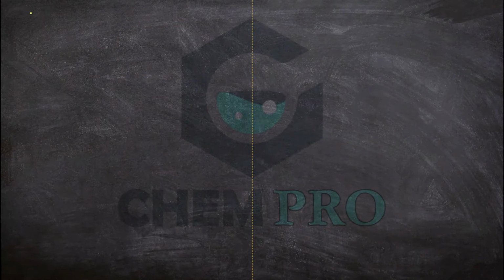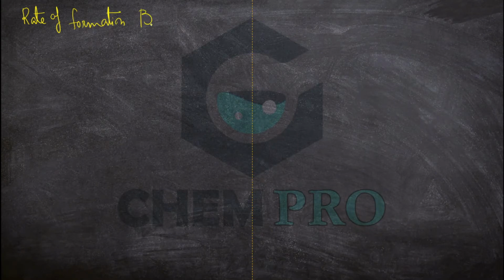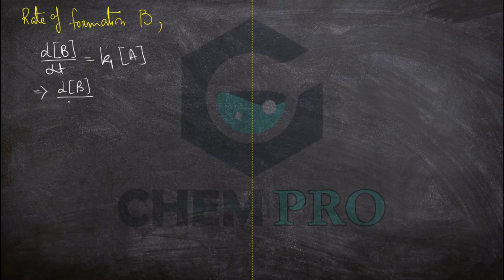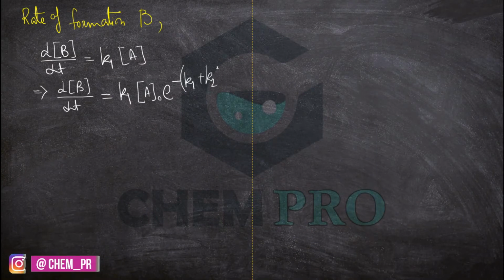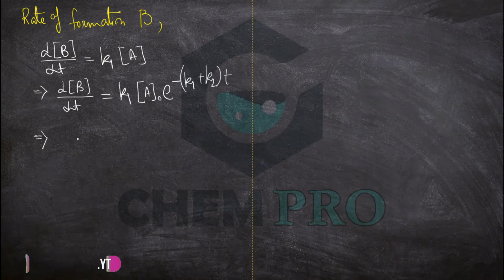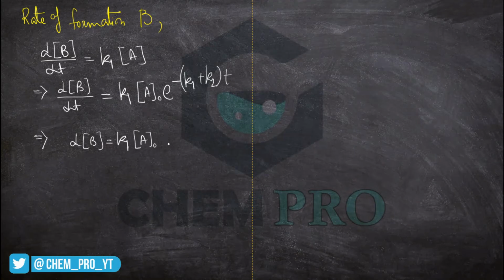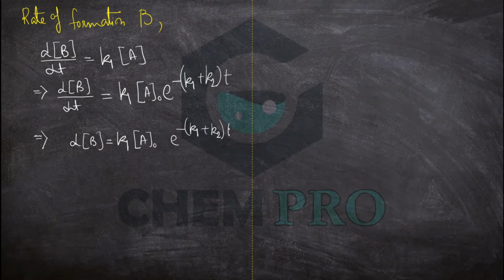Now we will derive the rate of formation of B, and from this we can derive the concentration of B. The rate of formation of B is dB upon dt equals K1A. From the previous derivation we have the concentration of A, that is A0 into e to the power minus (K1 plus K2) t. So dB equals K1 A0 e to the power minus (K1 plus K2) t into dt.